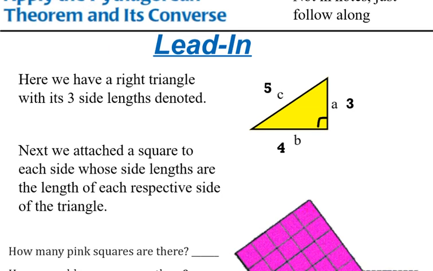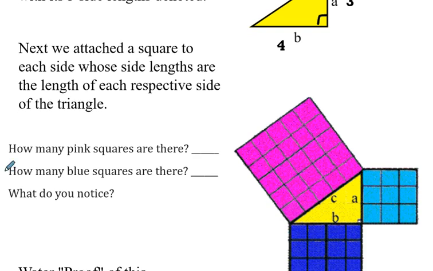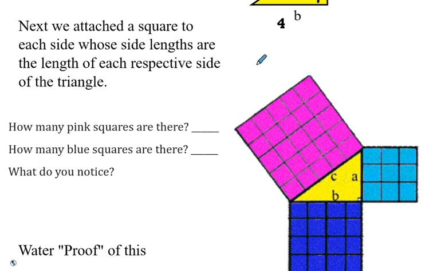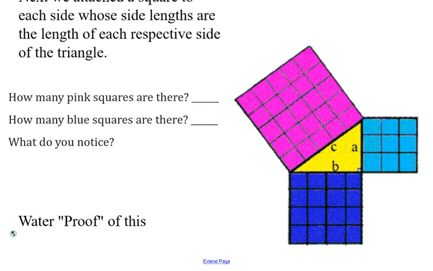Consider a right triangle, meaning there's a 90-degree angle, that has sides of 3, 4, and 5. What we're going to do is attach a square to each side whose side lengths are the length of the respective side of this triangle. So for example, the side that has length 3, I'm going to put a square on it that is 3 by 3. The side that is 4, I'm going to put a square on it that is 4 by 4. And the side that is 5, I'm going to put a square on it that is 5 by 5.